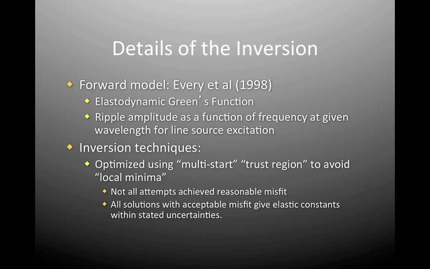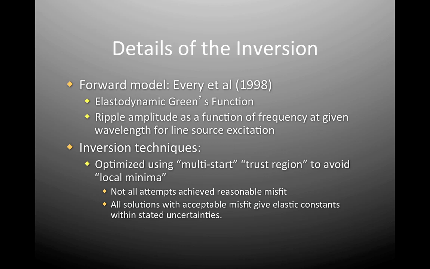So the details of the inversion, I'm not going to talk a lot about this, I'll just give you a brief sketch. The forward model for determining the Green's function is from Every et al., 1998. And it's a ripple amplitude as a function of frequency at a given wavelength for a line source excitation. The inverse technique involves a nonlinear optimization, using what's called in the trade multi-start, using a trust region algorithm, and all of this is to avoid local minimum.